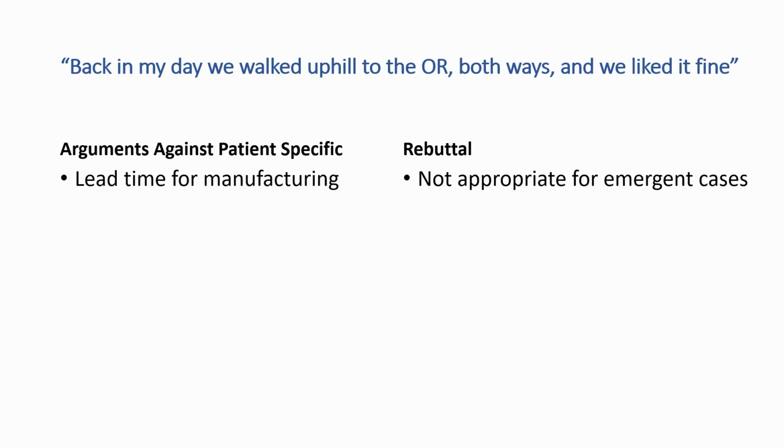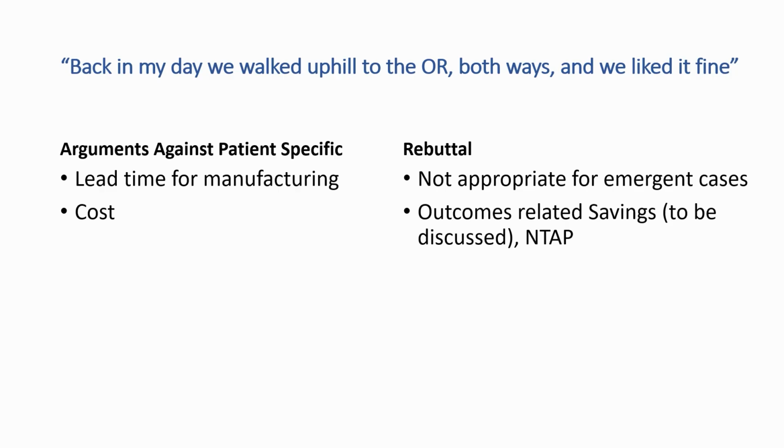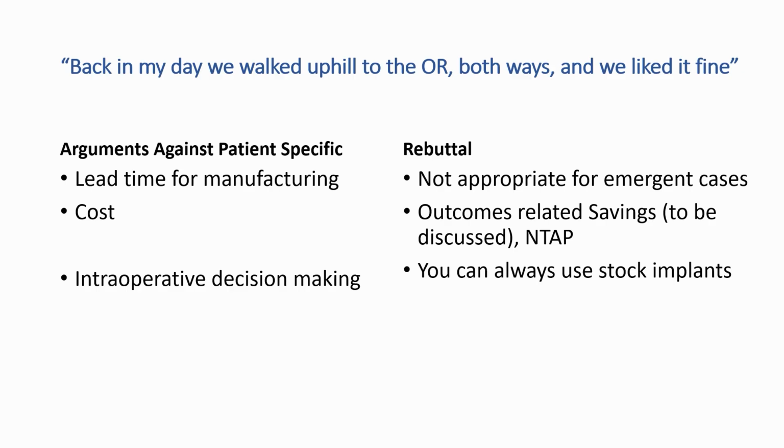The lead time for manufacturing can be 2 to 5 days. That being said, it's not appropriate for emergent cases, and most deformity cases don't happen within 2 to 5 days. They can be more expensive, but there are cost mechanisms built in, either with regard to DRG codes or NTAP, which we're going to talk about. You can still change your plan. It's okay, right? It's an option, not an obligation.